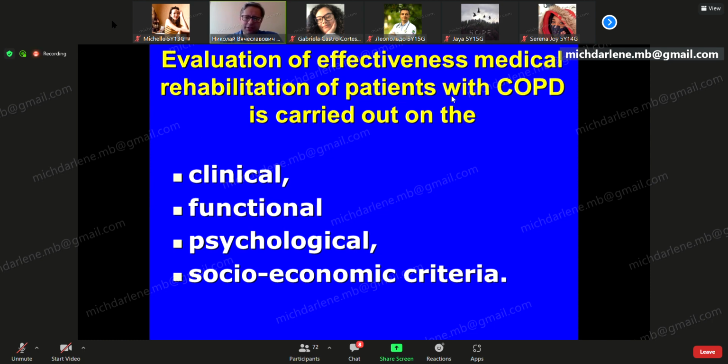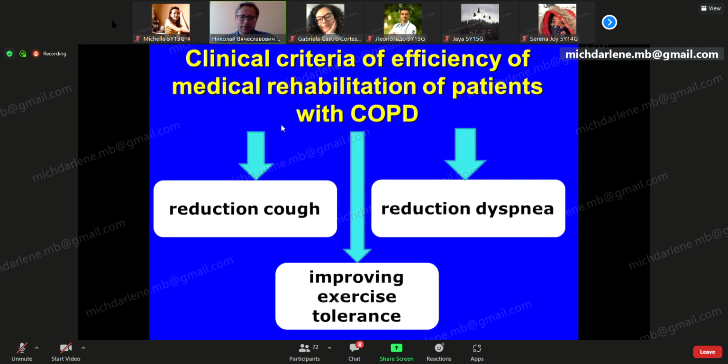How can we estimate the effectiveness of medical rehabilitation for patients with COPD? We should estimate some criteria: clinical, functional, psychological, and even socio-economic criteria. Let's characterize each group. As for clinical criteria of efficiency of these rehabilitations for patients with COPD, we should estimate the achievement of cough reduction, dyspnea reduction, and exercise tolerance improvement.